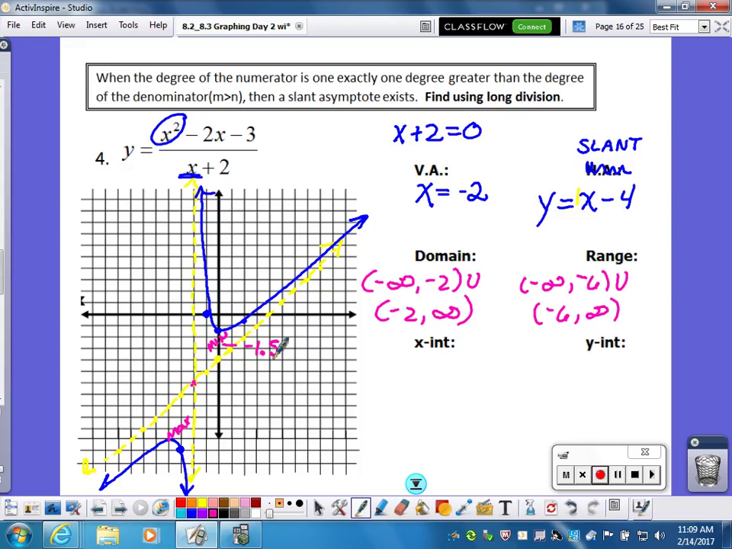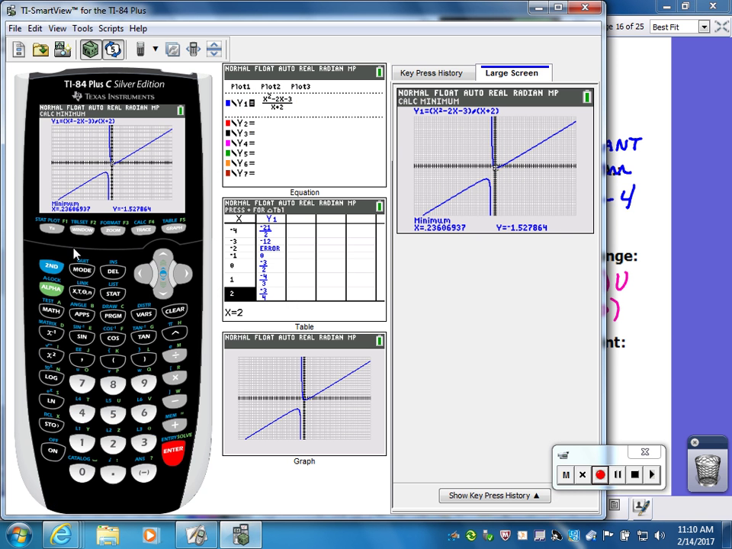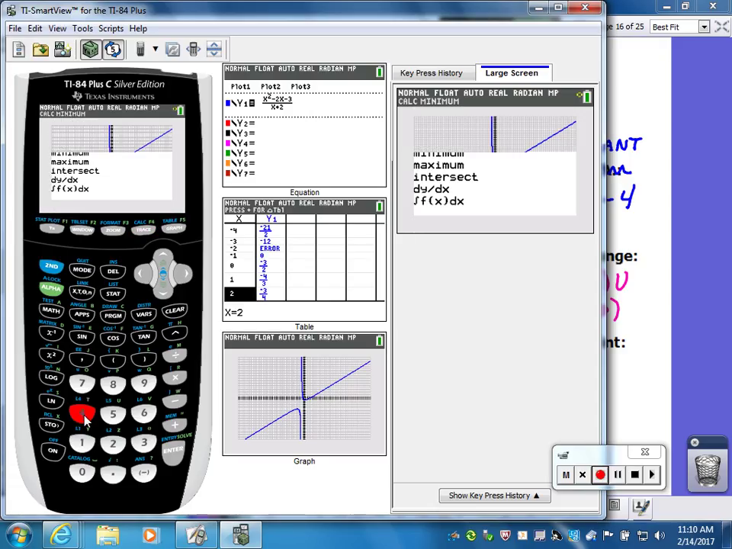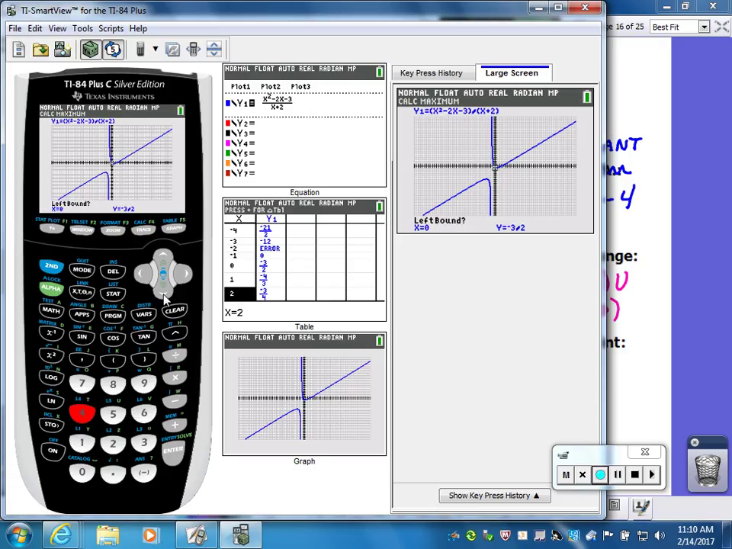Which is negative 3/2. Okay, slightly rounded there. Let's find our max. So I'm going to do second calc again. This time I want a max. Now remember, it's tempting to hit down, but we have to hit over. Okay, and then I want to be on the left side of that max, and then on the right side of that max. And I don't want to guess.